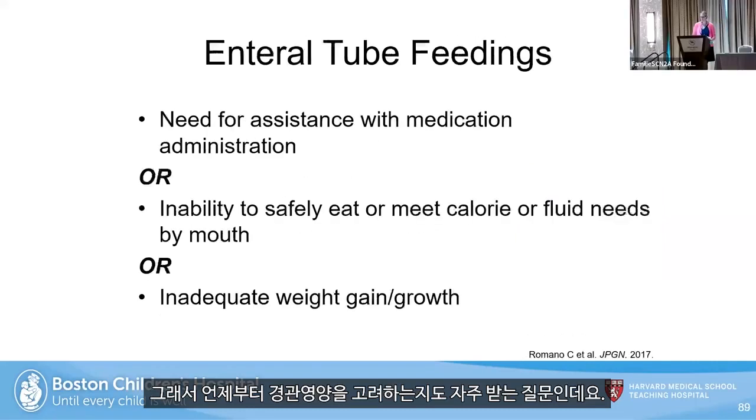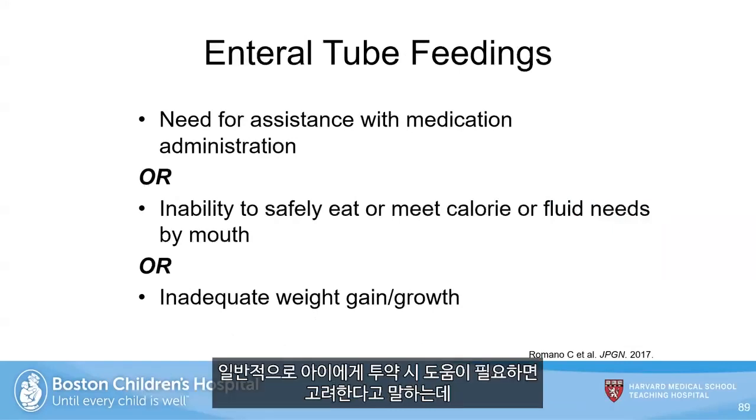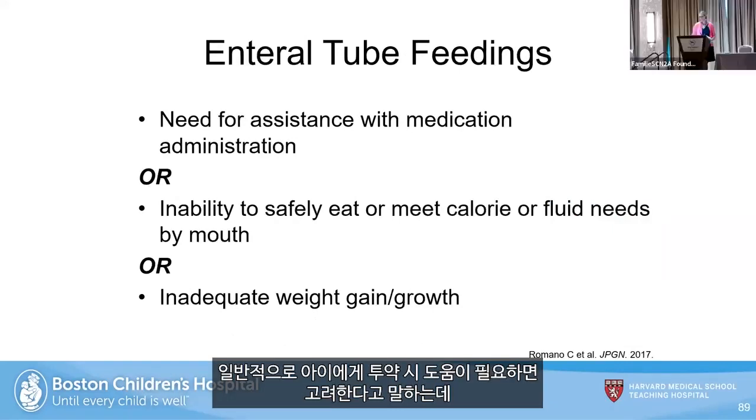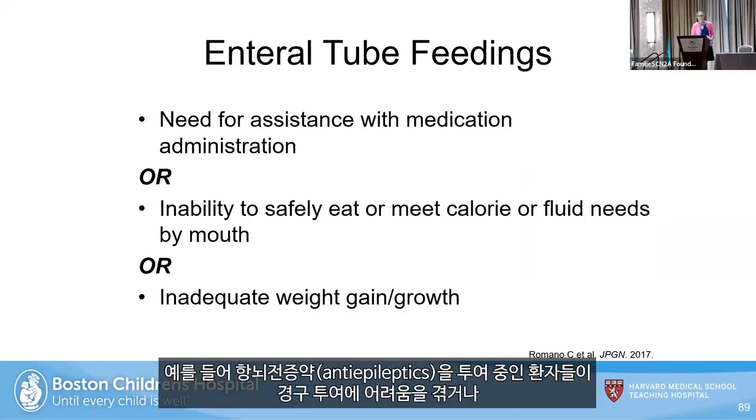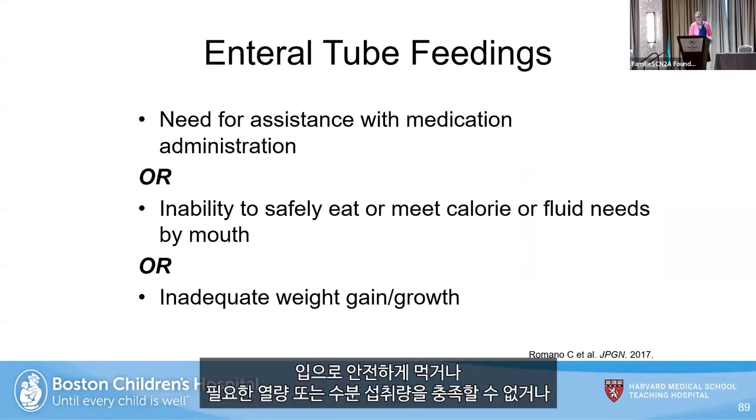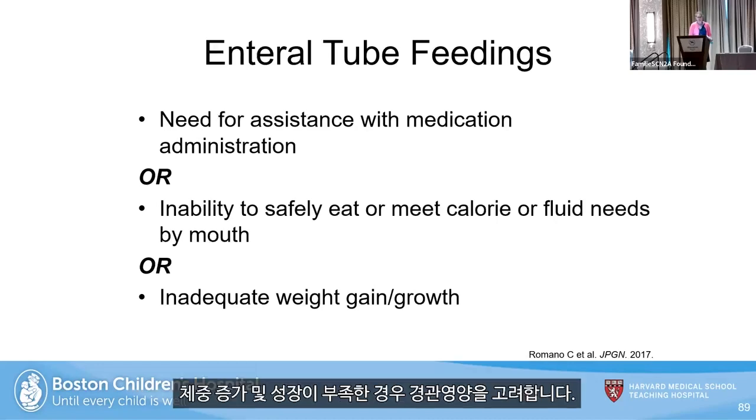So one of the questions that often comes up is, well, when do you consider initiation of enteral tube feedings? In general, we say if there is need for assistance with medication administration, because some patients can be on many anti-epileptics, which just get difficult for them to take by mouth, or if they have an inability to safely eat or meet their calorie or fluid needs by mouth, or inadequate weight gain and growth.